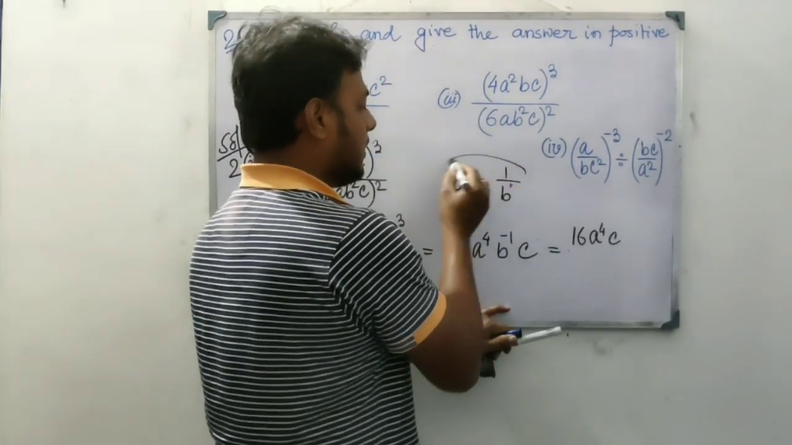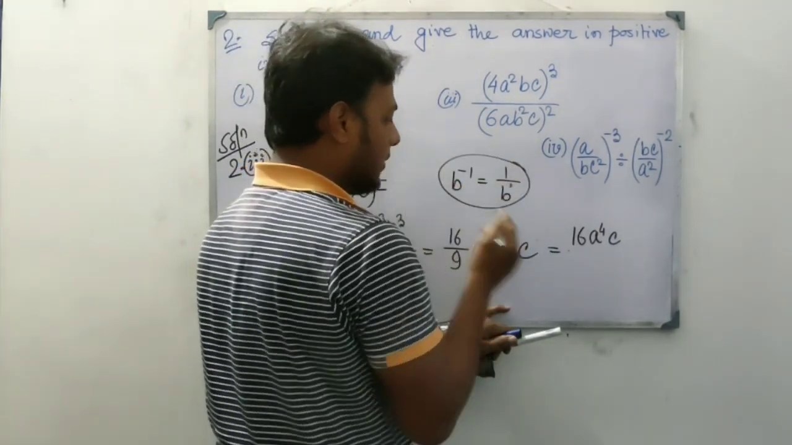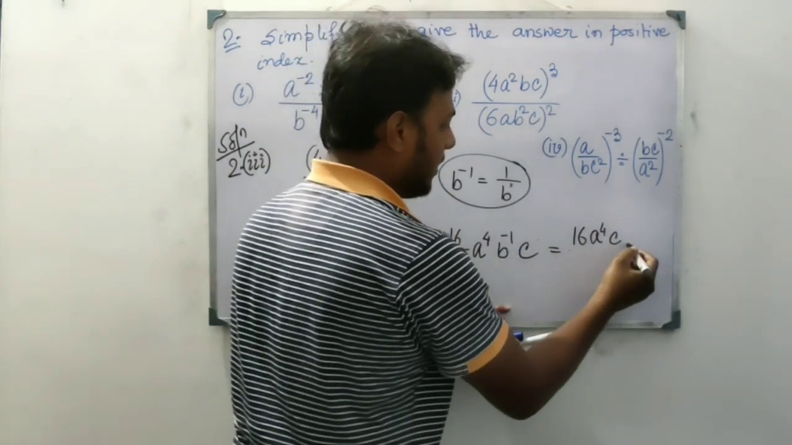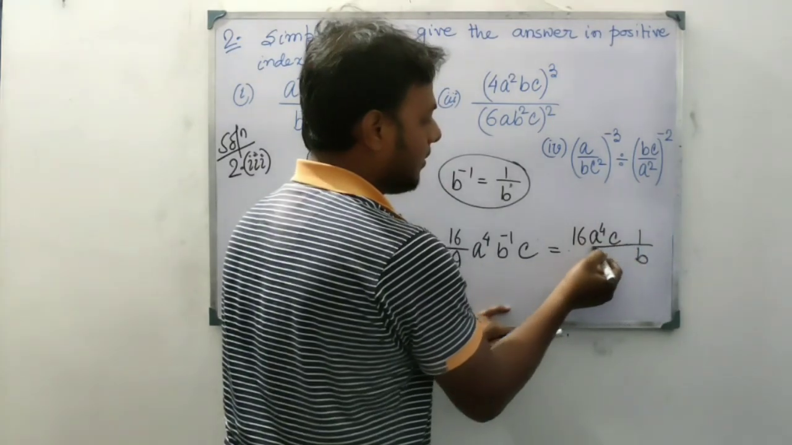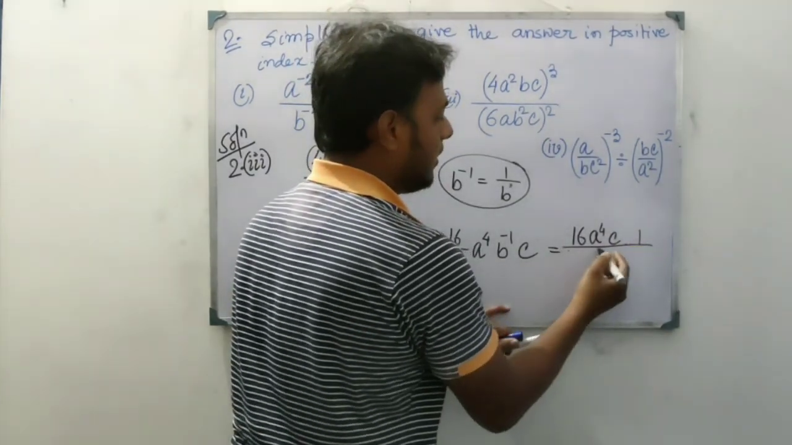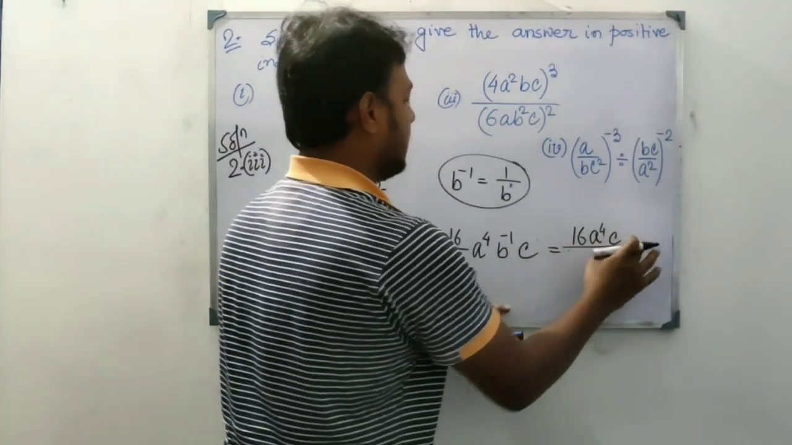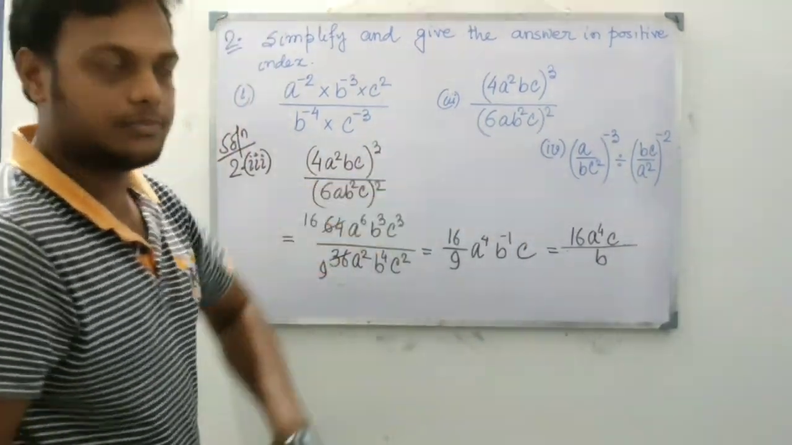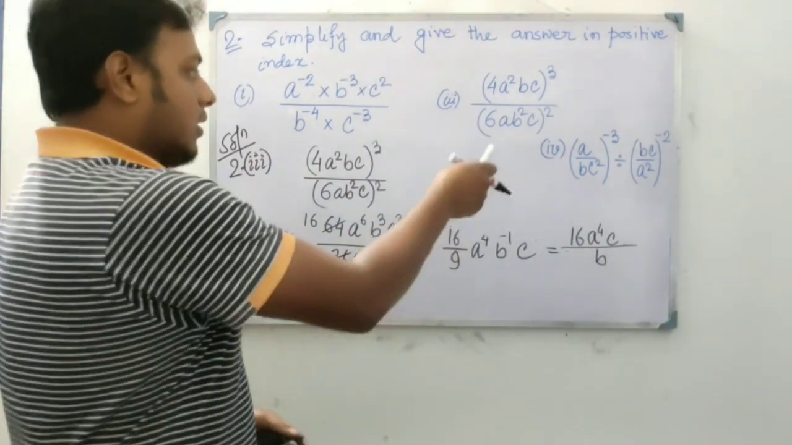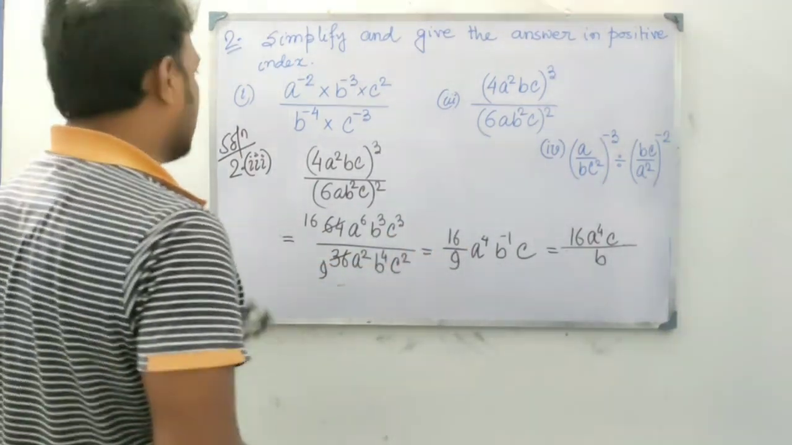So in the place of b inverse, we can write 1 by b. So in the place of b, if we write 1 by b, then this b will come in the denominator. So I am writing here. So this is the answer. Hope you understand the solution. Understood? Next, problem number 4. I have to solve now problem number 4.